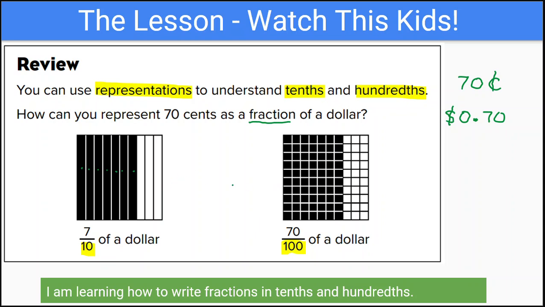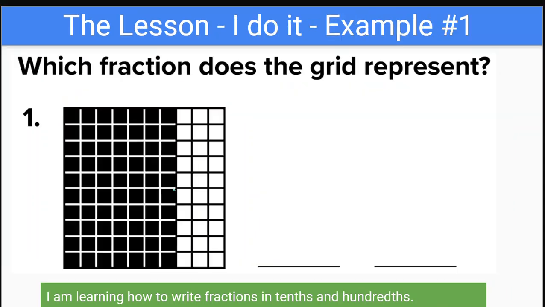Both of these are equal. They're both the same thing, the same amount. 7 dimes is the same amount as 70 pennies, and you can see that there's the same amount of black area here as there is over here. They've just got this divided up into smaller pieces. This is divided up into 100 pieces, and this is only divided up into 10. Kids, you're learning how to write fractions in tenths and hundredths. Let's continue to look here.